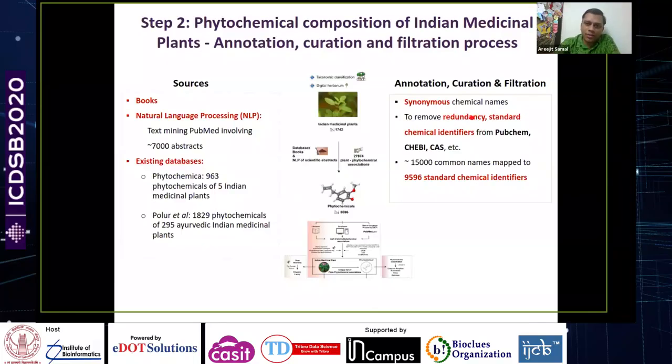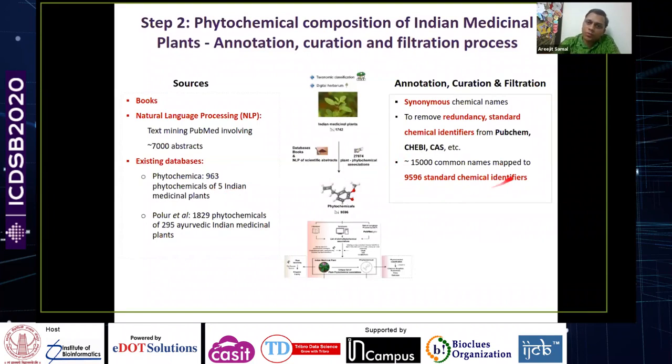That is, take the names which are reported in the literature and map them to standard chemical identifiers, including stereochemistry, etc. Of course, if we found a name which could not be mapped to a chemical identifier, we don't report it in the database. To give you an example, Phytochemica lists 963 phytochemicals, but only half of them, or slightly less than that, have a structure associated with it. So in our database, Phytochemica's data will be only half of it.